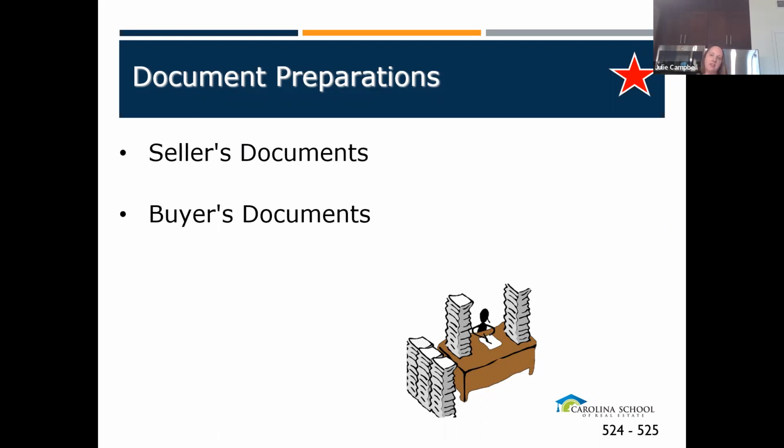If the property has an existing lease or an existing tenant in place, the seller needs to provide the lease documents, any current information on the tenant, and where the security deposit is. I've got a whole unit dedicated to the tenant and the landlord. So that's unit 11.